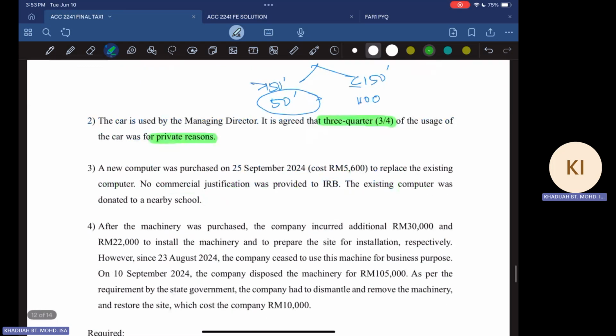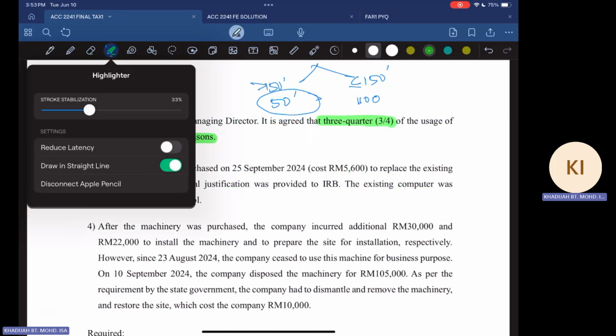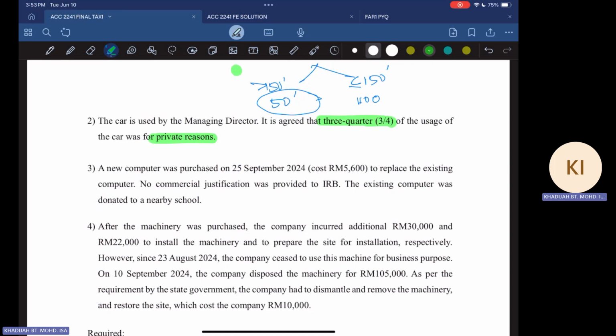Now we have the other one. So now we have a new computer was purchased. Purchase new computer. So we have a new computer that you purchased in September 2024. Which YA is that? This is also YA 2024. Why? Because this is YA 2024 September. So this is YA 2024.